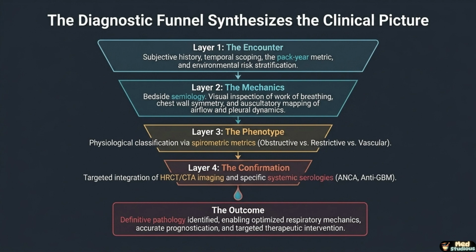When these 4 layers funnel together, they produce the outcome that matters most, a definitive pathological diagnosis, enabling optimized respiratory mechanics, accurate prognostication, and precisely targeted treatment. This is the real architecture of clinical respiratory medicine. Not a single test, but a structured, layered process of reasoning, where history, physical examination, physiology, and laboratory science combine into one coherent, life-saving diagnostic picture.